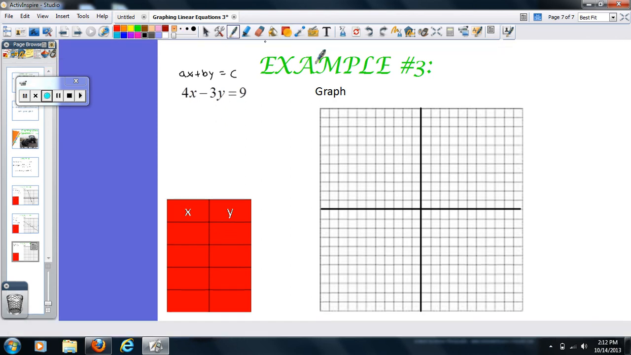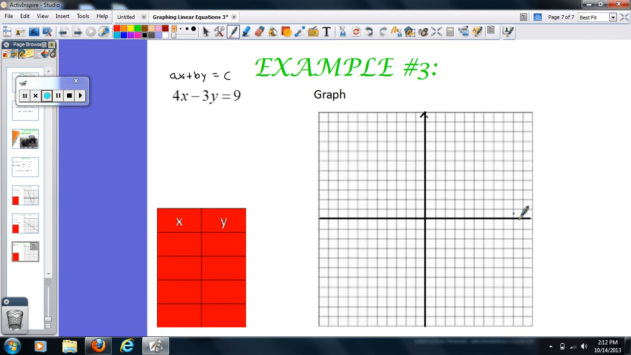So in order to do that, I am going to have to get the y by itself, because just like in slope-intercept form, it's y equals mx plus b. I need to get y by itself. So I'm going to subtract 4x from both sides to start. I get -3y equals -4x plus 9. Now I'm going to divide by -3, and I get y equals 4/3 x plus 3.